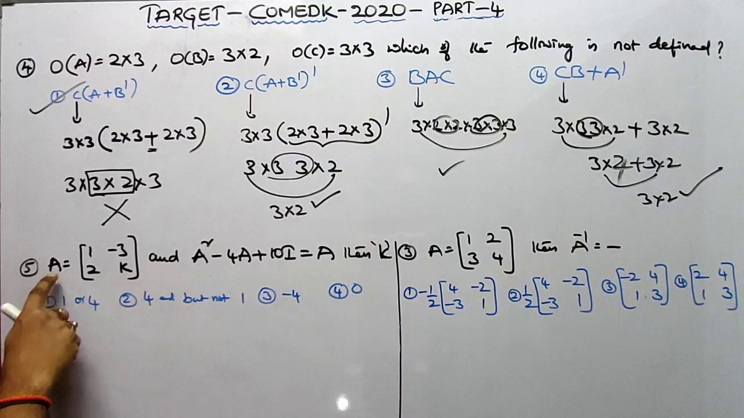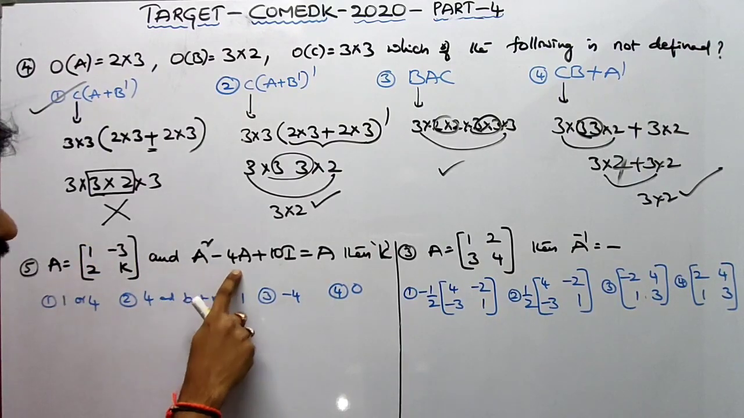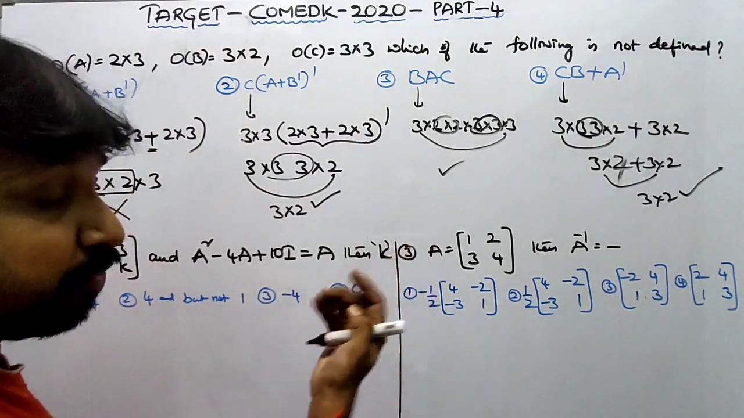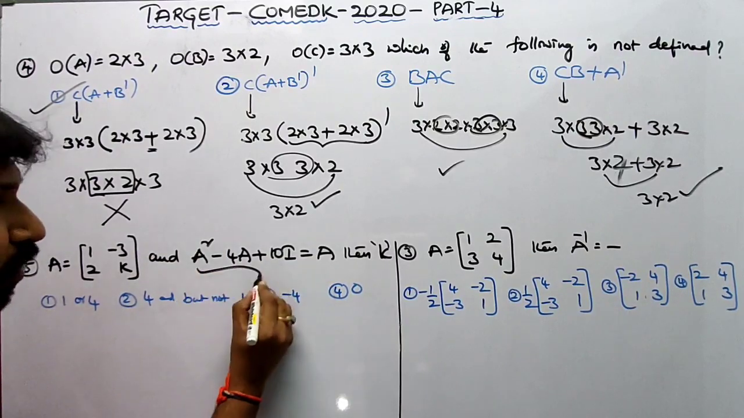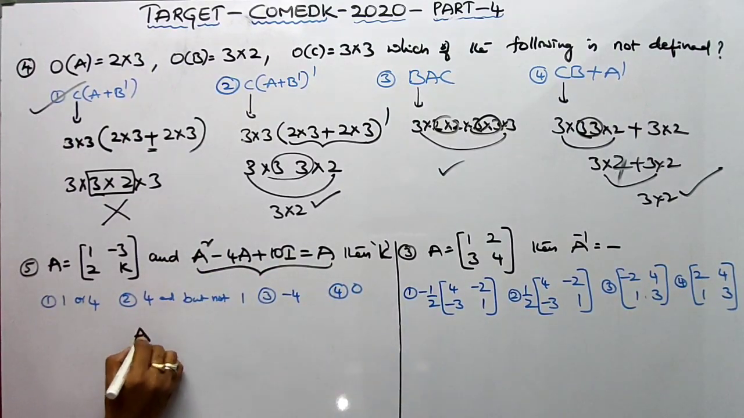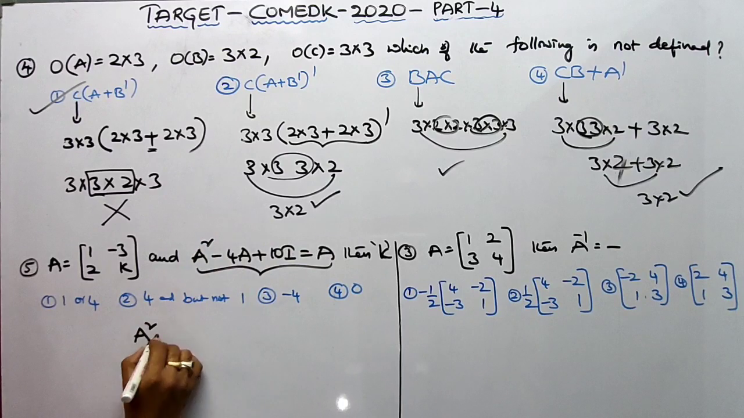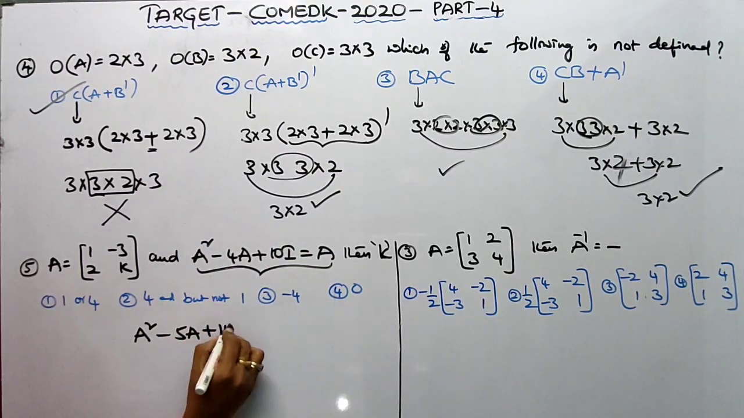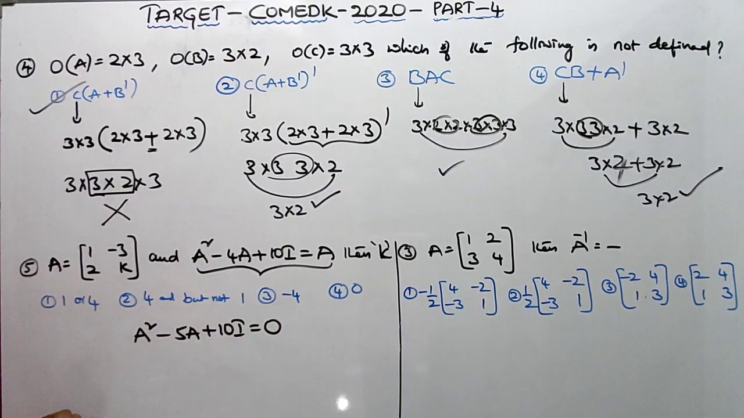Next, coming to next, friends, A is equal to 1 minus 3 2 k, and A square minus 4A plus 10I is equal to A. Then what is the value of k? Very simple, friends. First of all, let us simplify this equation. This can be written as A square minus 4A minus A, that is minus 5A plus 10I is equal to 0. 0 means null matrix. That is what you are going to write.